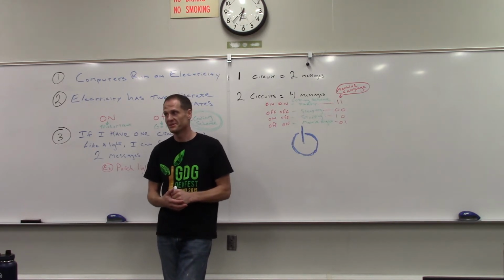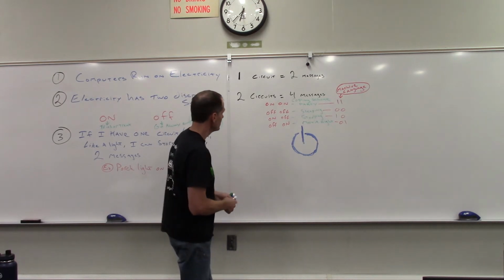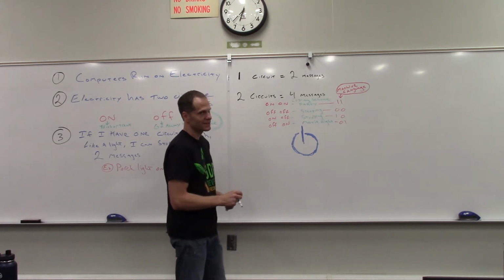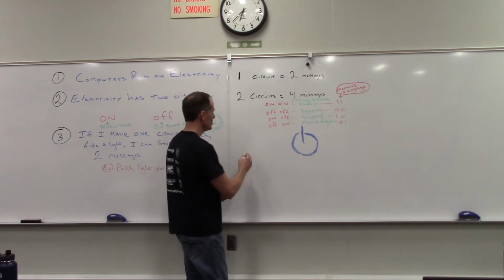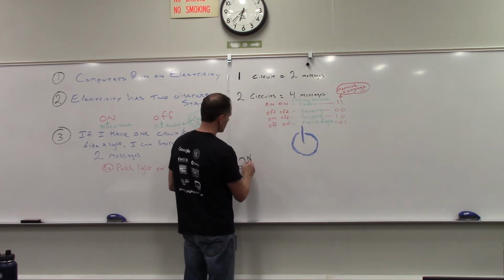Pretty amazing. If we had 3 circuits, how many messages? 8. What about if we had 6 circuits? 12. No. So the formula is 2 to the n, 2 to the power of n, where n is the number of circuits.